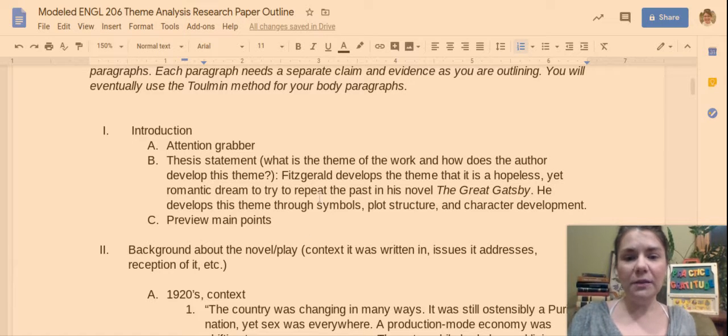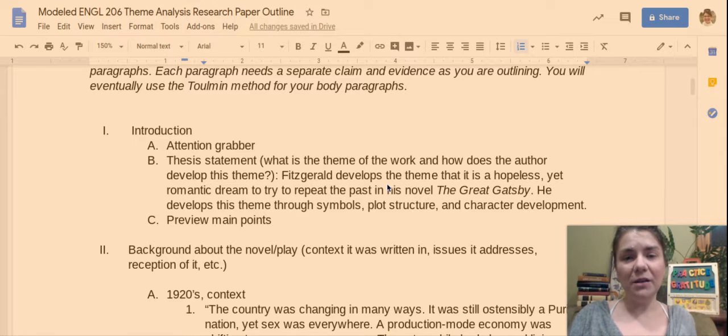My topic here was repeating the past. But then I also had to create a theme statement with that topic about what the author is trying to argue about that theme. And then I'm going to add to that thesis statement to explain how he developed that. I put he develops this theme through symbols, plot structure, and character development. I came back to that after I outlined my paper, when I had a better idea of what I wanted to do with that.